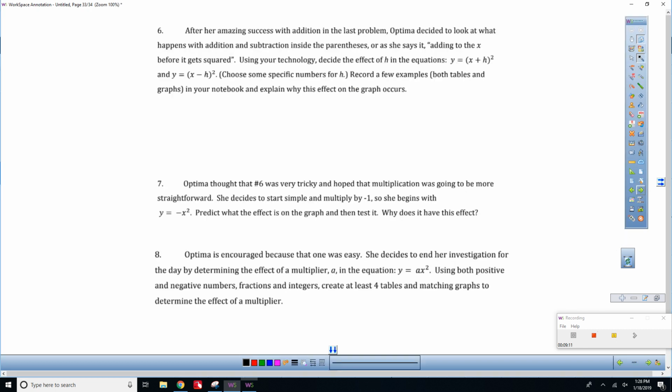All right, after her amazing success with addition in the last problem, Optima decided to look at what happens with addition and subtraction inside of parentheses. Adding to the x before it gets squared, okay? Should we go back to Desmos or not? Yeah, let's do it. Let's go back to Desmos.